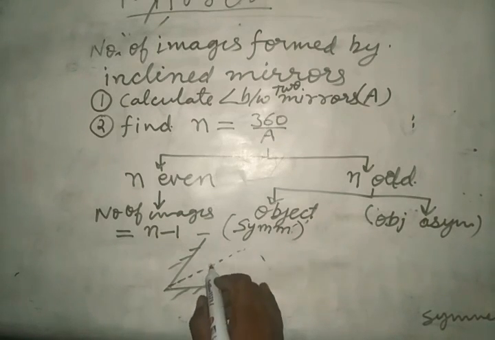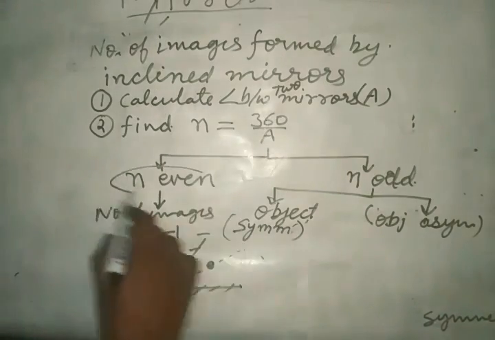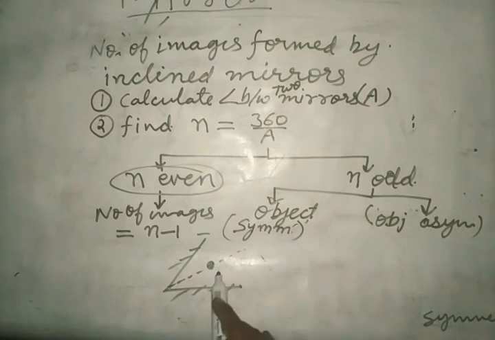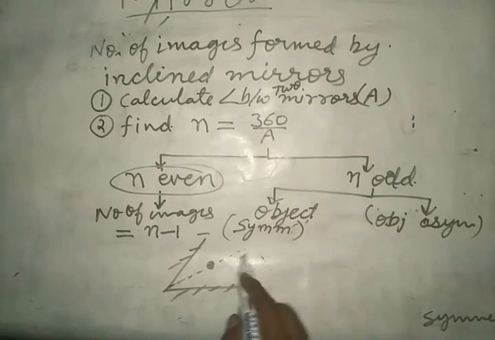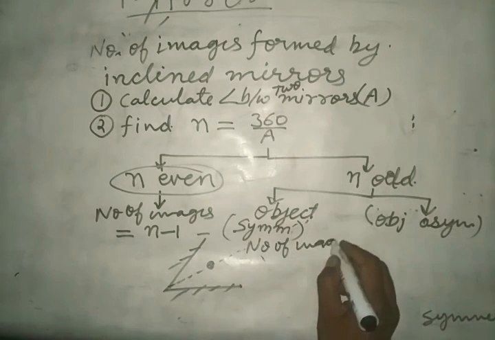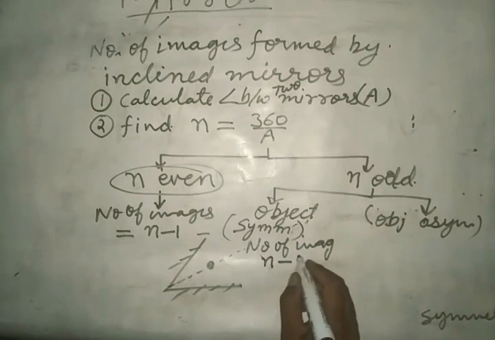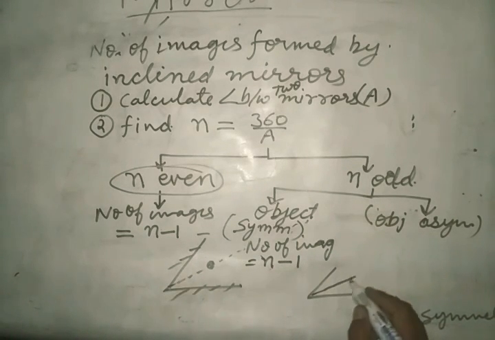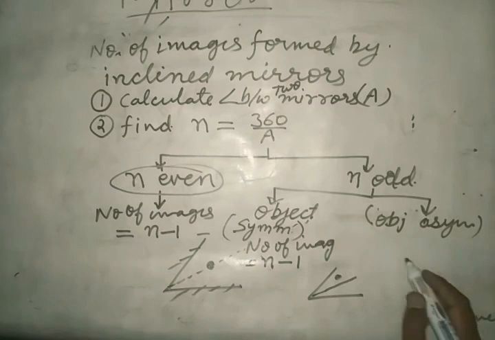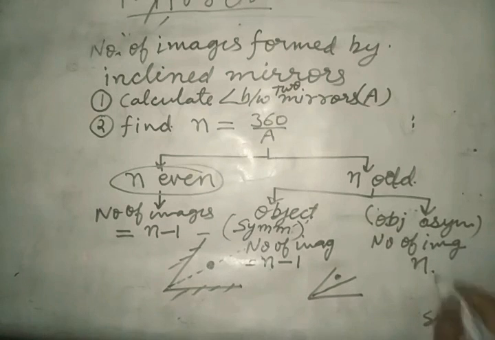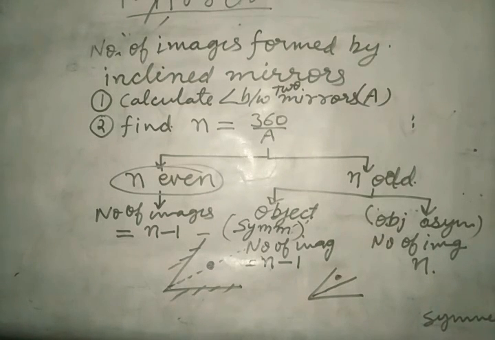So if the object is placed on this line, see, with n even, we don't require any other symmetry or asymmetry. But for odd, if it is on the line of the angle bisector, then the number of images is n minus 1. But if it is asymmetric, that is placed here or here, not on the bisector, then the number of images is n.